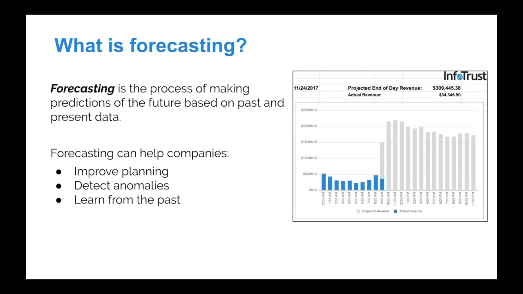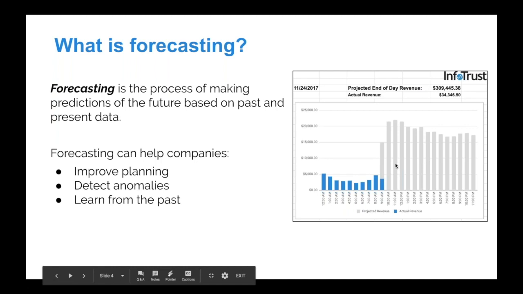Okay, so beginning with just this high-level question of what is forecasting? What we mean when we're talking about forecasting is a way of making predictions of the future based on historical data. And it works by understanding and quantifying the trends that exist in the data. There are several different use cases for forecasting, such as helping companies improve their planning, detecting anomalies in the data, and learning from past events. For today's purposes, we'll be talking about the project.